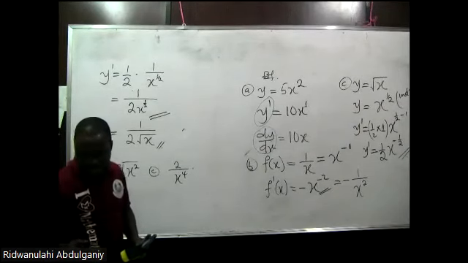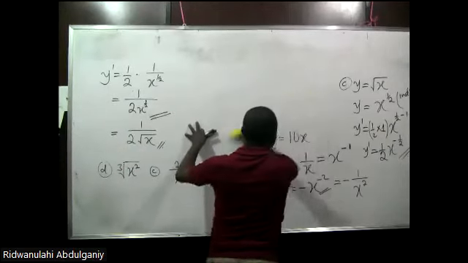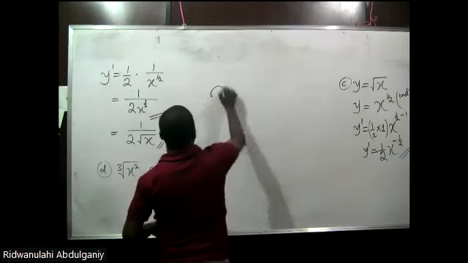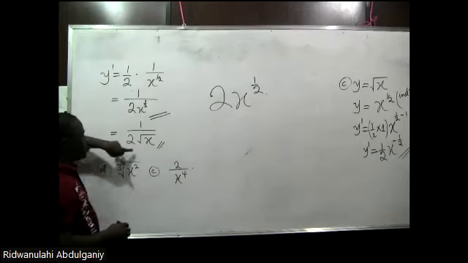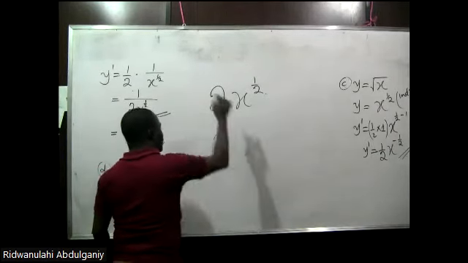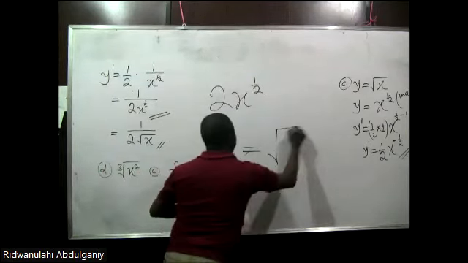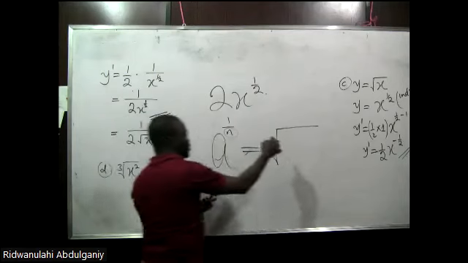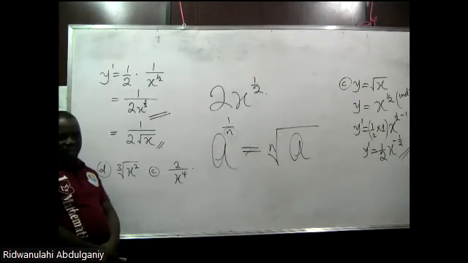Someone asked, okay Damilola, I'm coming. Someone asked that how does 2x raised to power half become 1 over 2 square root of x? It is still the same rule. The rule of indices says that a^(1/n): the denominator will come here, while what you have here as your base will go into the square root. That is the law I have applied.